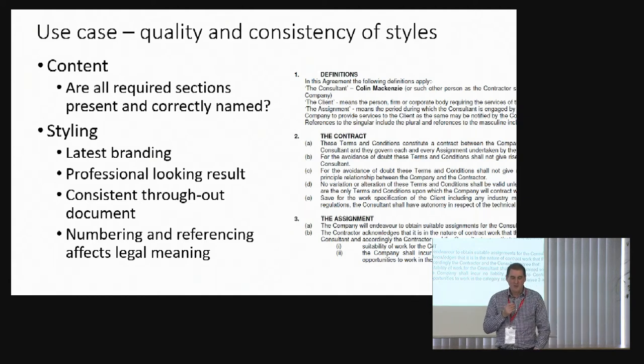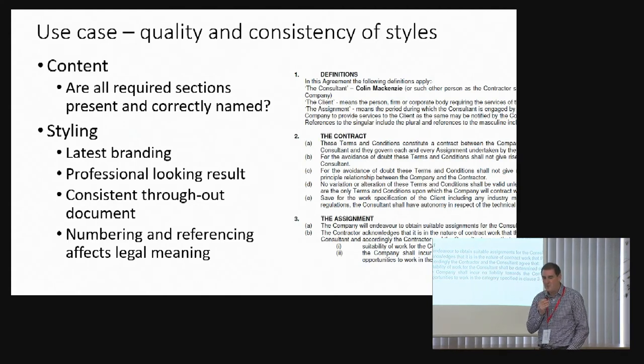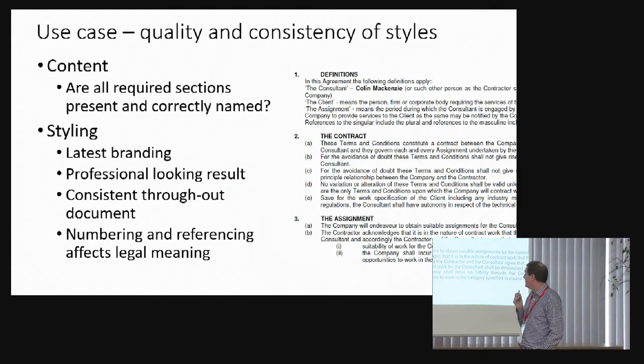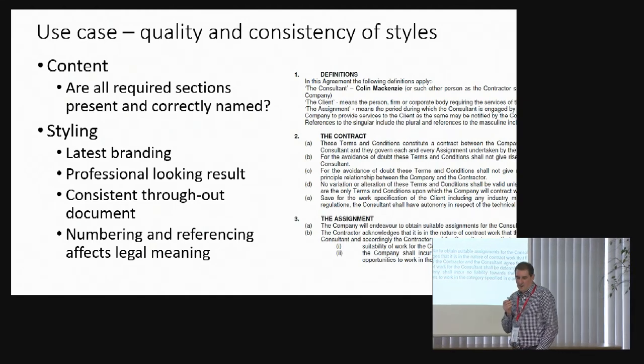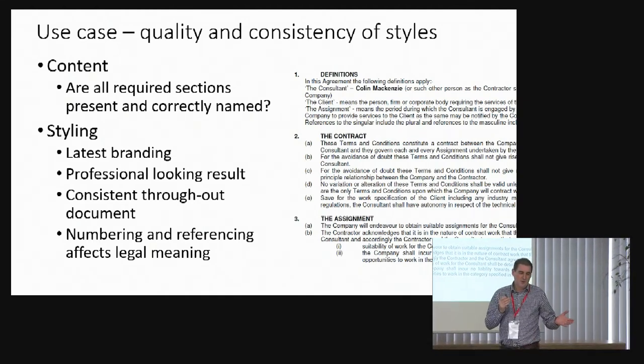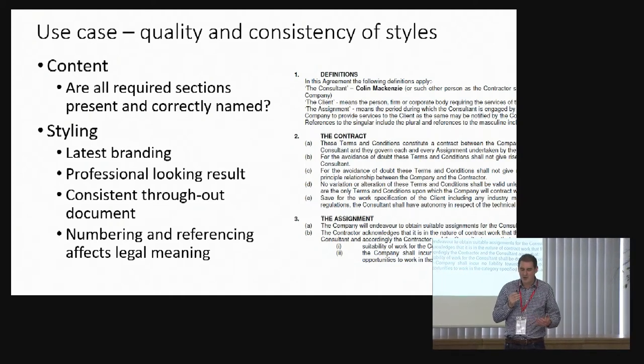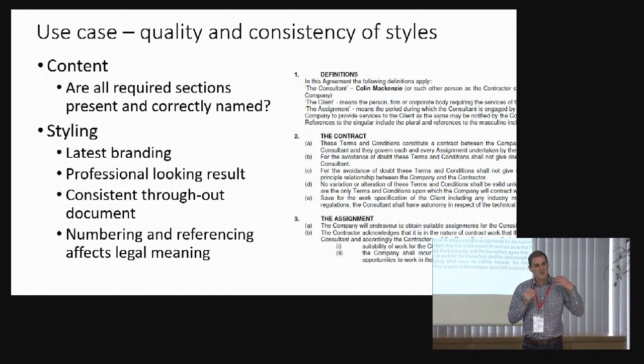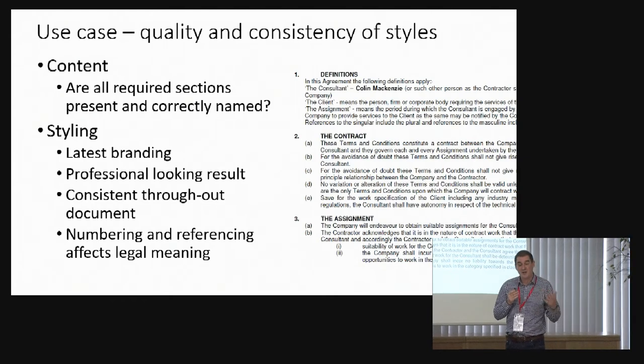So the use case I wanted to look at is all about the quality and consistency of styles, okay? We can see on the left-hand side some contract that I signed at some point or other. But you get the standard sections, numbering, sub-numbering. And legal companies, for example, we'll use as an example, are very concerned that these are created in the right way, in a consistent way. So all the sections are present that have to be there. All the sections have got the correct titles.